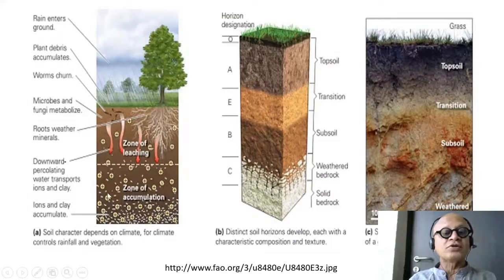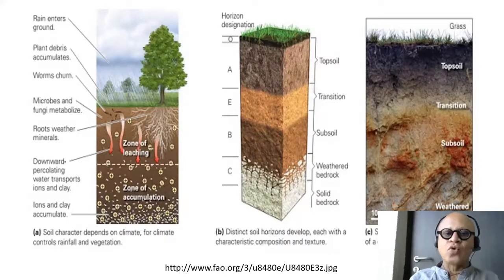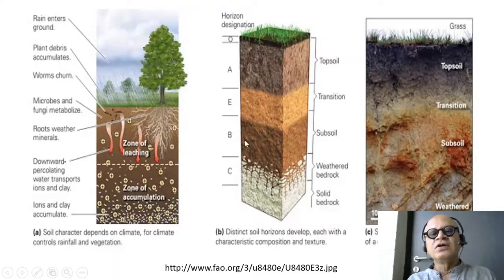Downward percolating water transports ions and clay. So clay is the finest soil that you can have. So typically you have silt, clay, and sand. So silt is less coarse than clay, and sand of course is quite coarse, and there is also loam, which is kind of a mix of these things. So ions and clay accumulate. Okay, these are critical for plant growth and terrestrial carbon cycle.